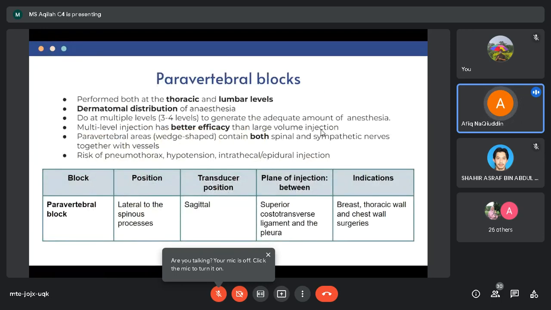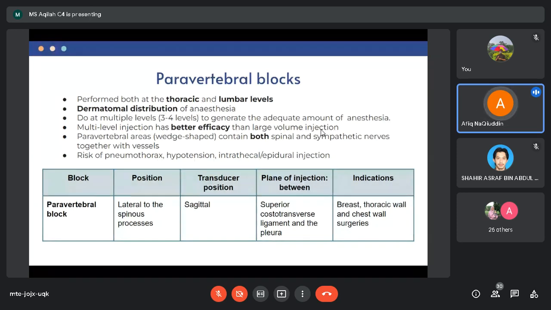Okay, so next we have the paravertebral blocks. This paravertebral block is performed at both the thoracic and the lumbar level. So it is a kind of dermatomal distribution of the anesthesia. Like the erector spinae block, we can do it at multiple levels. Usually 3 to 4 levels is enough to generate the adequate amount of anesthesia that we want. Multi-level injection has better efficacy than large volume injection, and it is done at the paravertebral area, which contains both spinal and sympathetic nerves and also the vessels.